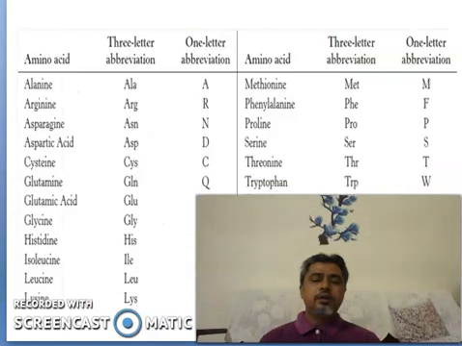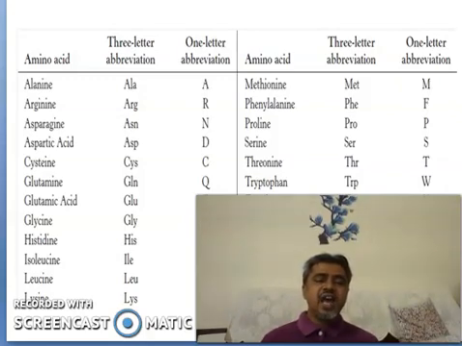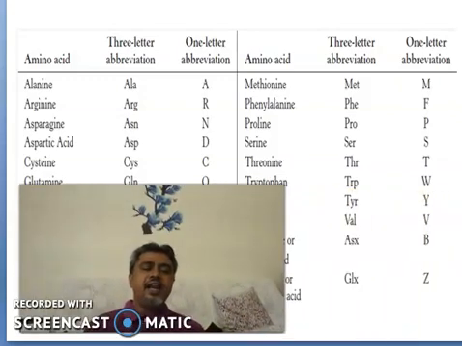Now the last one. As I said previously, the one letter abbreviations are: alanine A, arginine R, asparagine N, aspartic acid D, cysteine C, glutamine Q, glutamic acid E, glycine G, histidine H, isoleucine I, leucine L, lysine K, methionine M, phenylalanine F, proline P, serine S, threonine T, tryptophan W. And Z is for glutamine or glutamic acid, GLX.